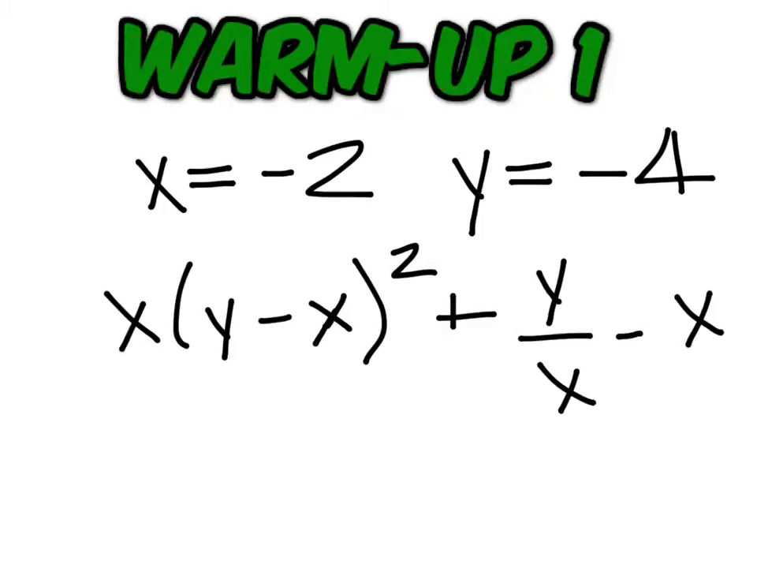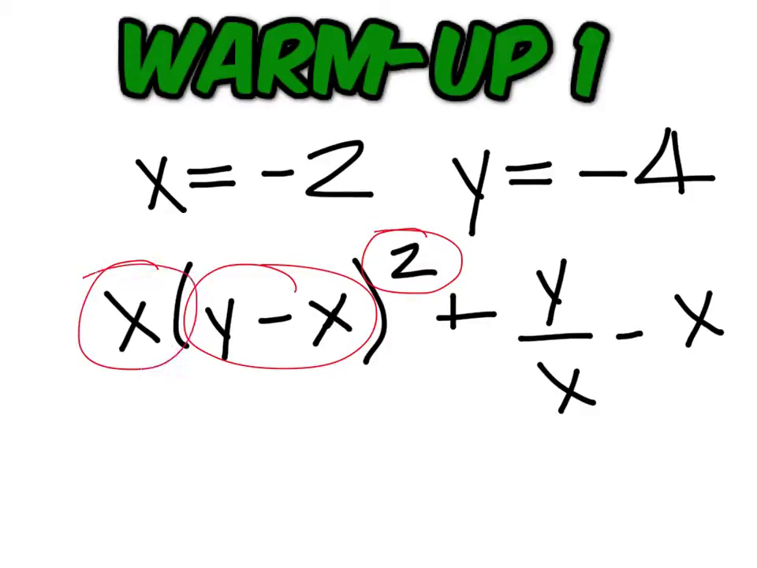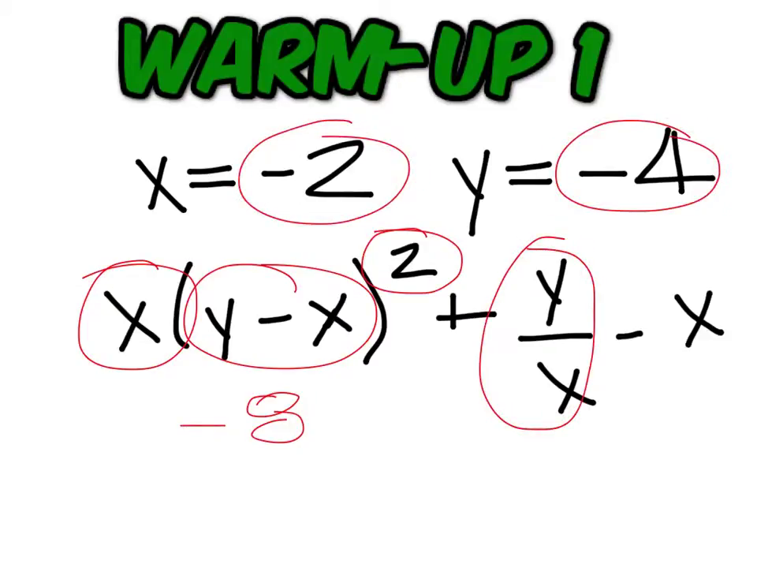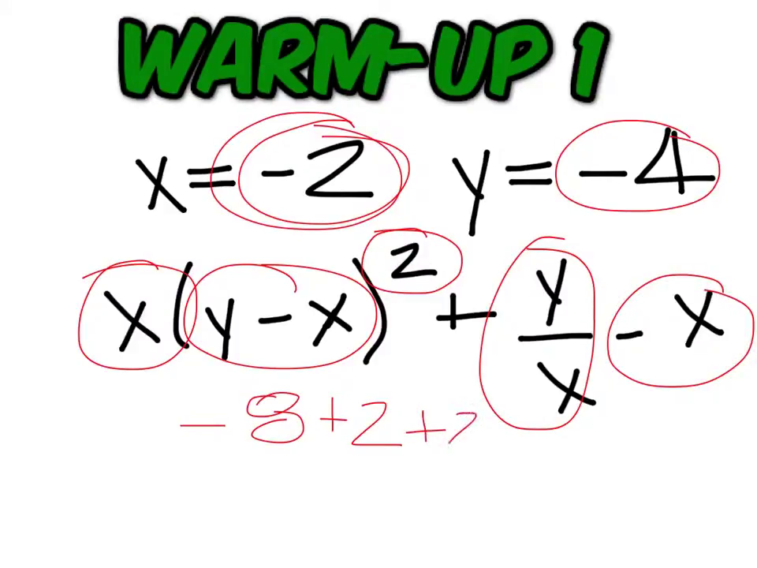For this problem, you should have, in here, y minus x, that should be a negative 2. And when you square it, you get 4 times a negative 2 is negative 8. And then this is simply negative 4 divided by negative 2, which is a positive 2. And when you subtract x, you're subtracting a negative 2, which is really plus 2. So it should be negative 4.